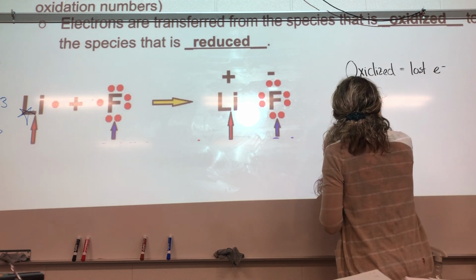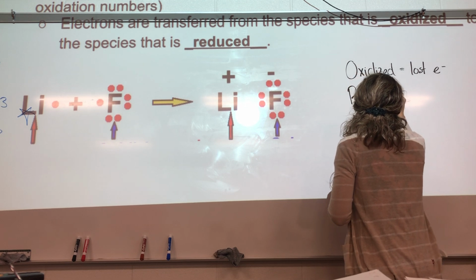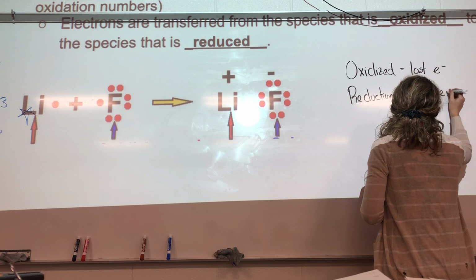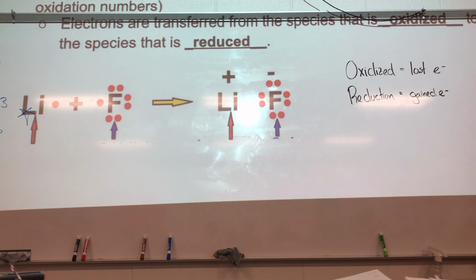Reduction means that it has gained electrons. Now pause for 1 second. Why would scientists choose the word reduction for something that's being gained? Andrew? Because electrons are negative, it gives it a more negative charge.